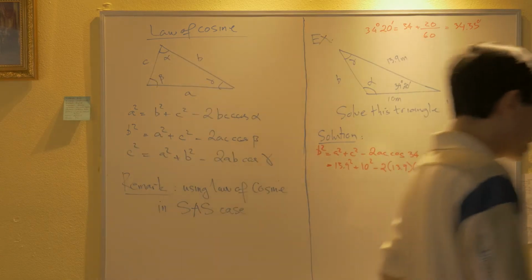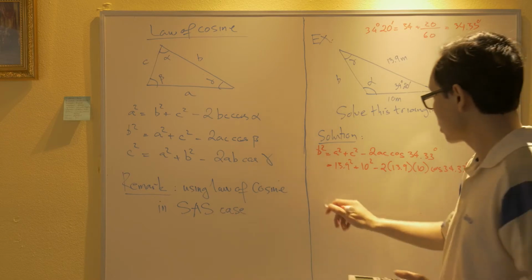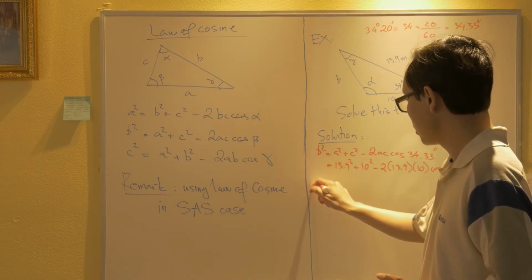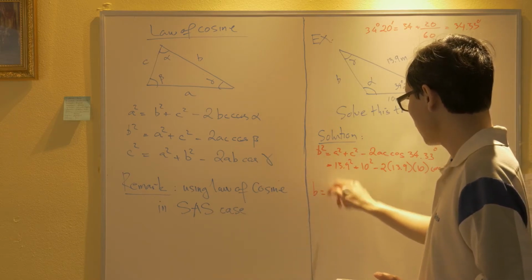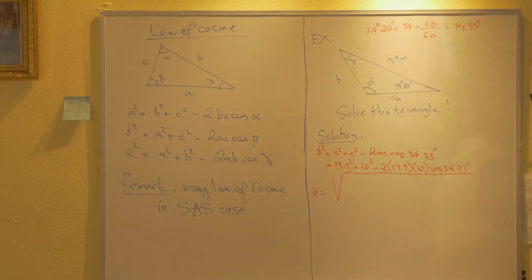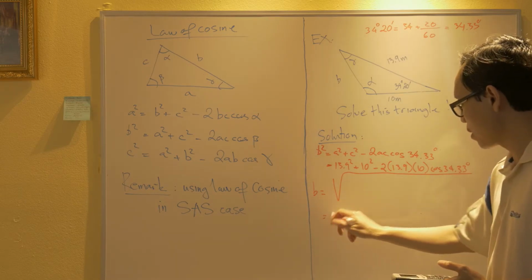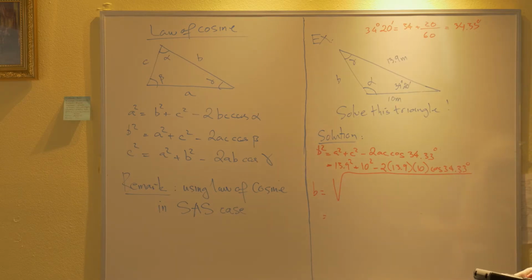Go ahead, put it in. As long as you put it in and take the square root, because you need to get b, b is the square root of the whole thing. I'm not going to write out the whole calculation, so I just put it over here.